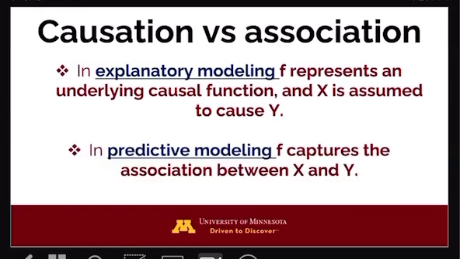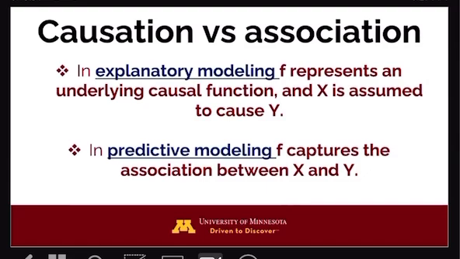Okay, we all know, when a relationship exists between two variables, that doesn't imply causation. Association does not imply causation. So in explanatory modeling, F represents an underlying causal function, and there's going to be an assumption that X is assumed to cause Y. And that is what you want to test. You stated that from day one. You have an assumption. Maybe you review literature and you found a connection between X and Y, and you now want to test that statistically by conducting hypothesis testing.